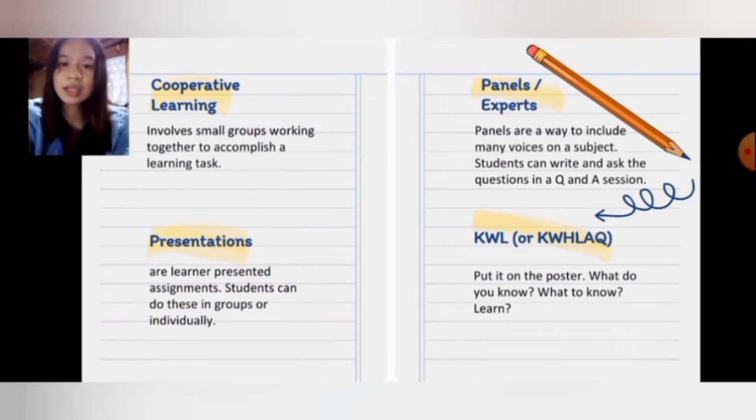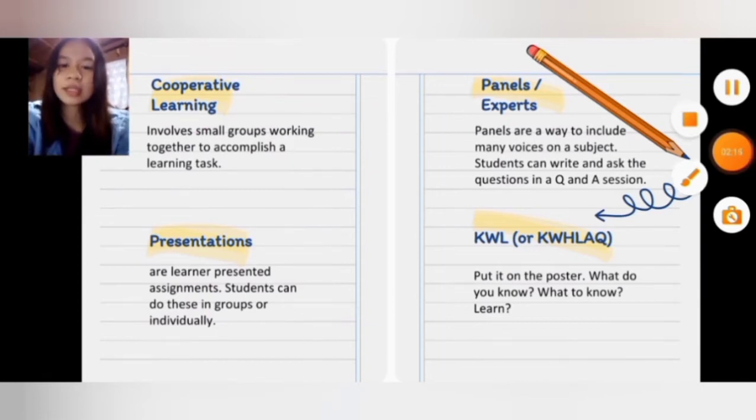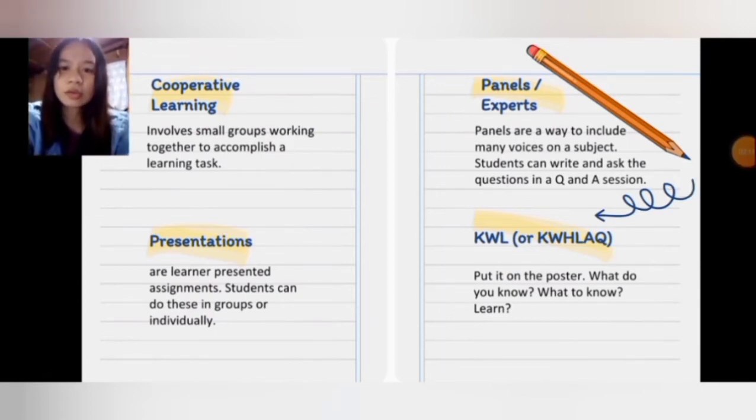Next is KW or KWHLAQ. Put it on the poster. What do you know? What to know? Learn. So what is KW? KW stands for know, what to know, and learn. It is an instructional technique used to improve reading comprehension and students' ability to remember the materials. It is most often used with expository reading materials such as classroom textbooks, research articles, and journalistic pieces.